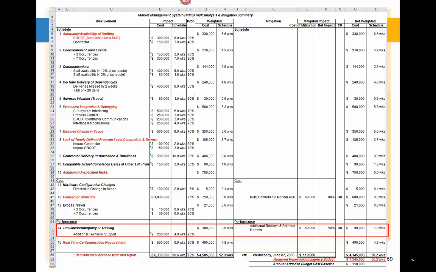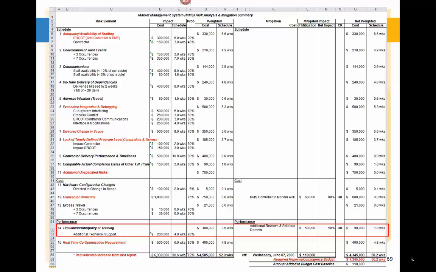To mitigate that risk and improve it even further, it was determined that if we held additional reviews and syllabus requirements for the training program, and set up a syllabus for the training of the customer's personnel, we could really improve the impact of that risk. The cost of performing those reviews was $50,000. We'd get a significant improvement in the net impact; it would be reduced by 50%.